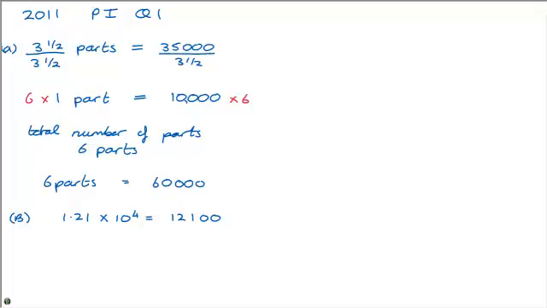The other number you're given is 1.21 by 10 to the 5. So we're going to move the decimal place 5 places to the right. You're asked for the difference. So it's 121,000 minus, so it's 108,900.